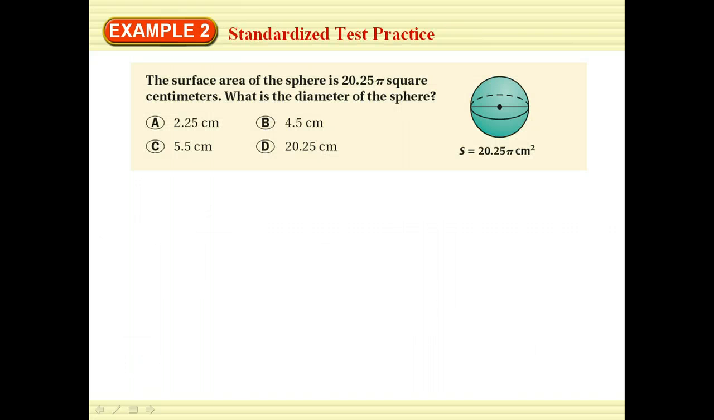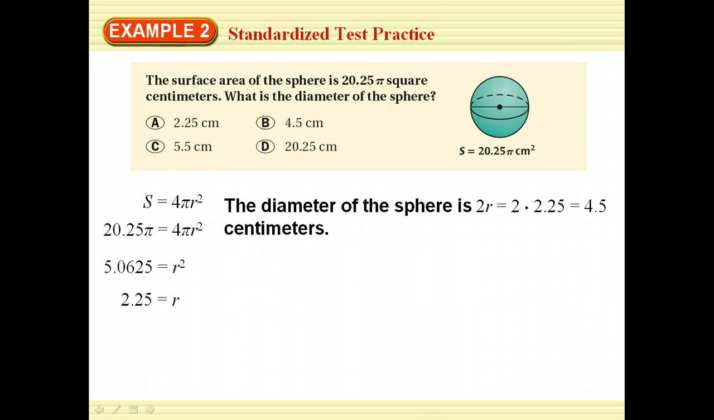Standardized test. The surface area of a sphere is 20.25 pi square centimeters. What's the diameter of the sphere? So in this one, we're going to take our formula for the surface area, plug in, and solve for the radius first. Once we get our radius, then we can solve for our diameter by multiplying by 2. So our diameter is 4.5, which is B.